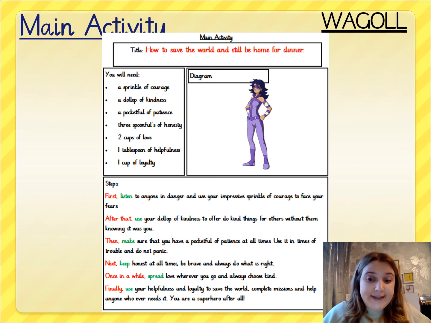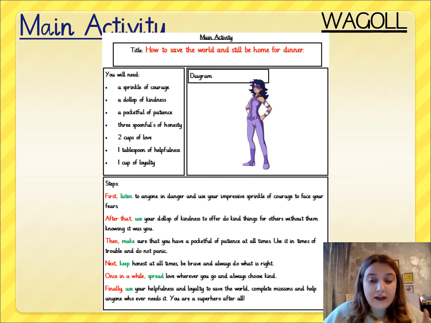Underneath, I've written my steps. Now, I'm going to read them to you in a second, but what I would like you to do is take notice of all of the red words. The red words are time conjunctions. They tell us when the instruction is happening. The words in green are all imperative verbs, bossy verbs, verbs that are telling us what to do.